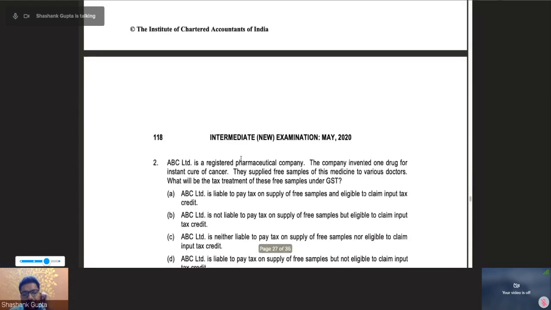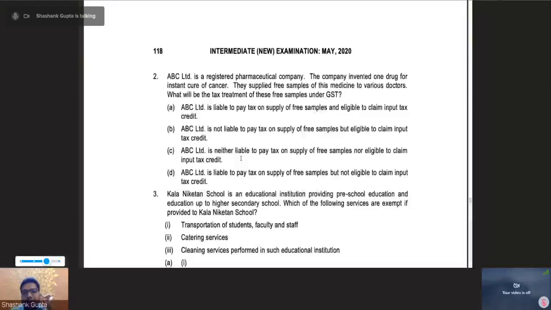Next is an interesting question. ABC Limited is a registered pharmaceutical company. The company invented one drug for instant cure of cancer. They supplied free samples of this medicine to various doctors. What will be the tax treatment of these free samples under GST?